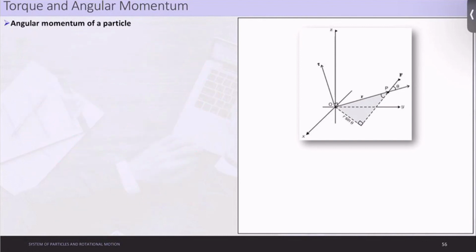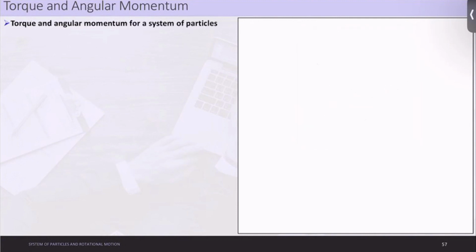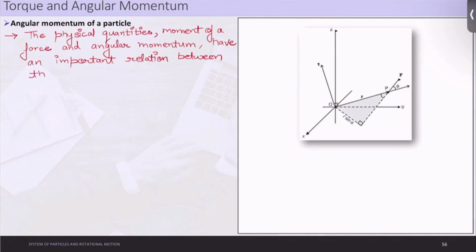Now let us do some more mathematical calculations here. When more research was done, it was found that the physical quantities we just understood, torque and angular momentum, have an important relation between them. Let us find out what that relation is.